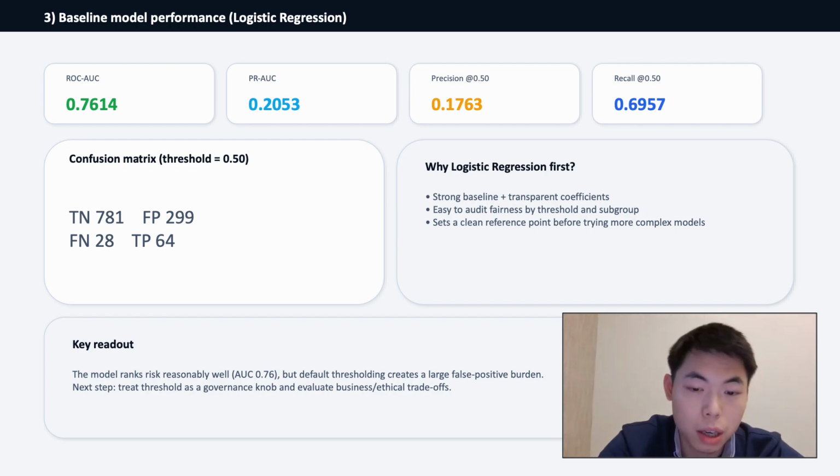So the model is learning real signal. At the same time, the model also produces many false positives. It means it can catch many risky borrowers, and it may also wrongly flag many safe applicants. So the key issue is not only model performance, but also how we use the model output. This is why the threshold choice becomes very important.